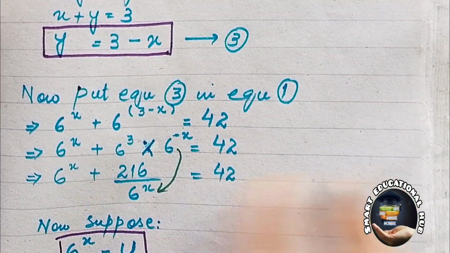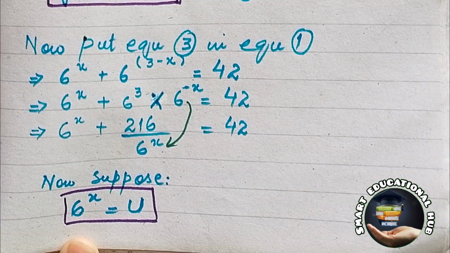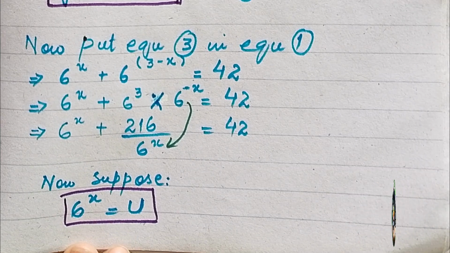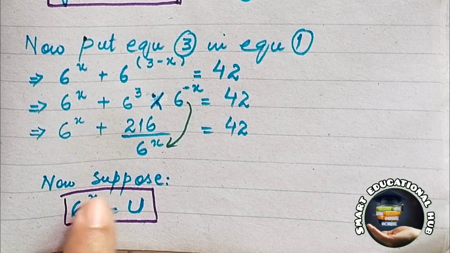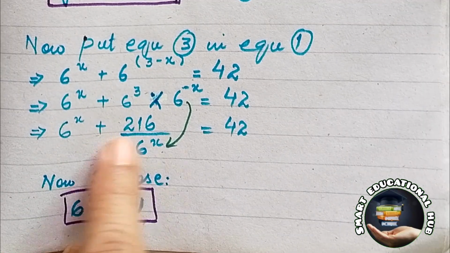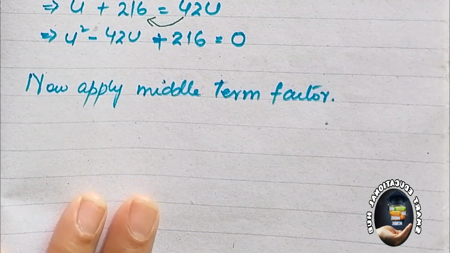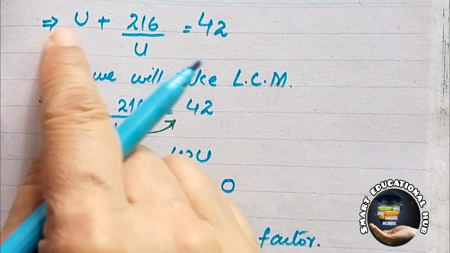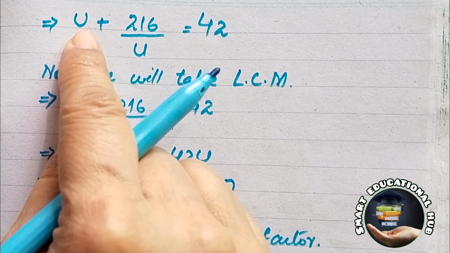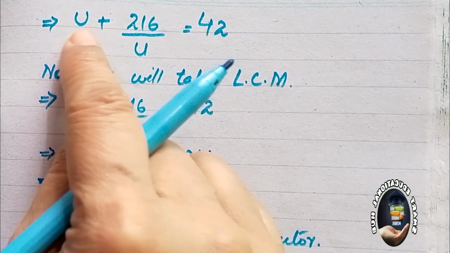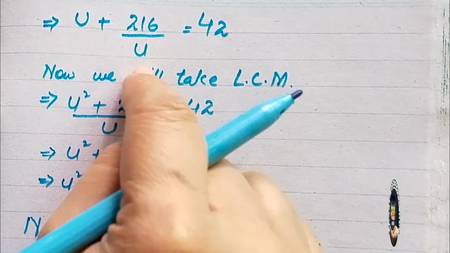So we will find another equation, which is u plus 216 upon u equals to 42, right? u plus 216 upon u equals to 42, right?